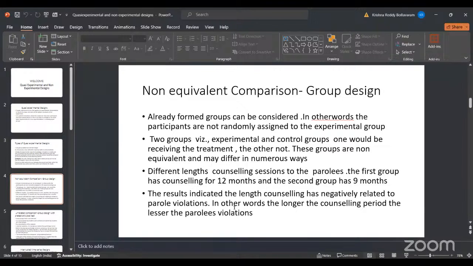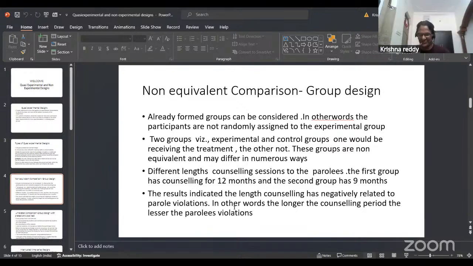But here we are going to use two groups for comparison purposes, and those two groups are not equivalent. For this purpose, already formed groups can be considered. In other words, the participants are not randomly assigned to the experimental group. So there may already be groups. It may be a mathematics group, or a science group, or some other groups. If there are groups like that, you can use those groups for experimentation in this particular design, the non-equivalent comparison group design.